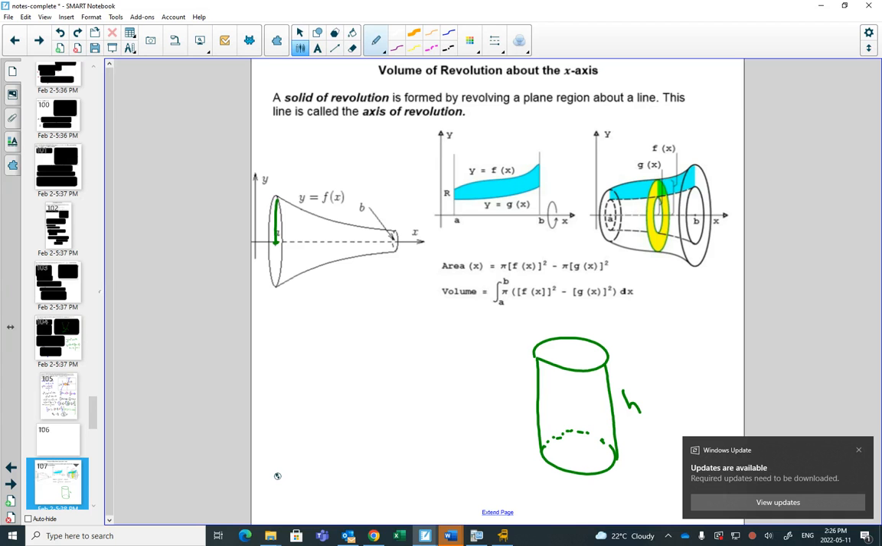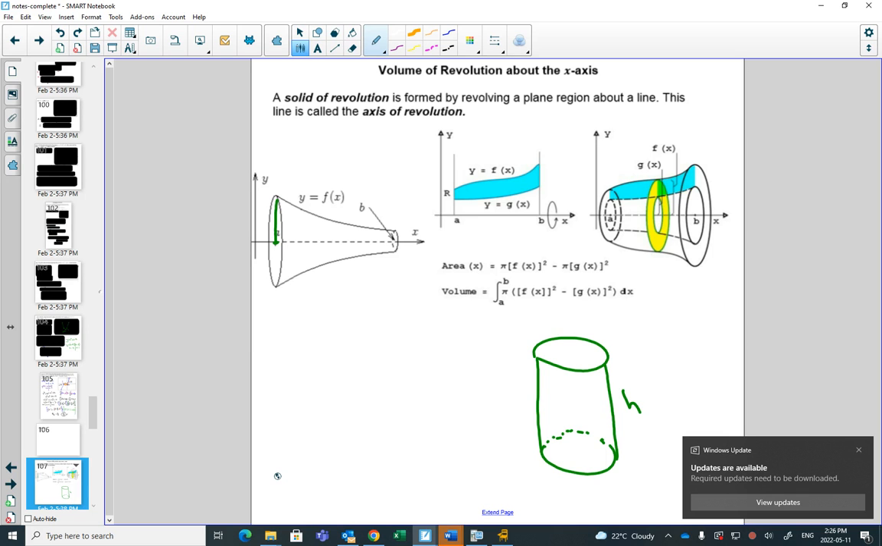So if we took the area of one of these rectangles when it was infinitesimally small, basically like a radius, rotated it 360 degrees, made a circle, and did that all the way along from point A to point B, we would then add all of those little circles together and get the volume of any shape that we want.